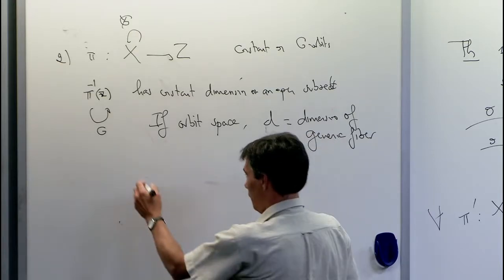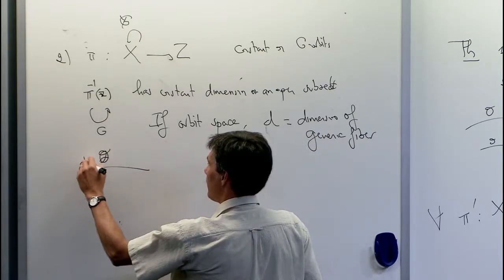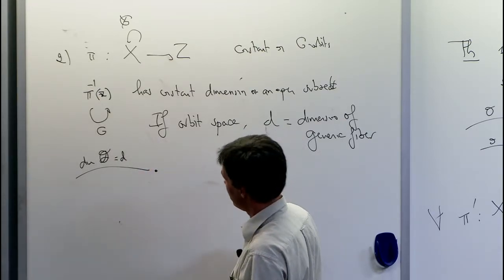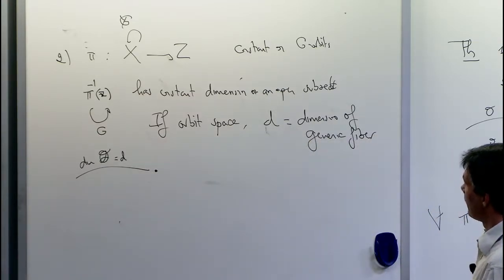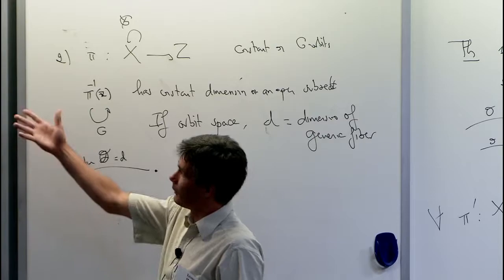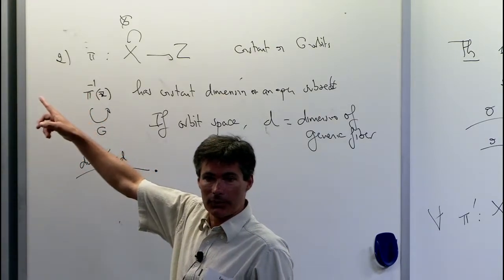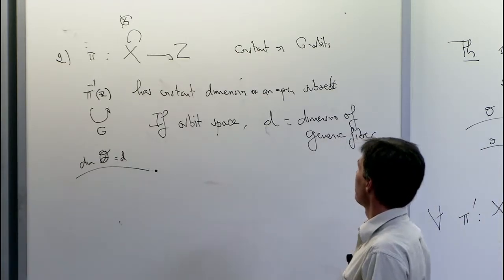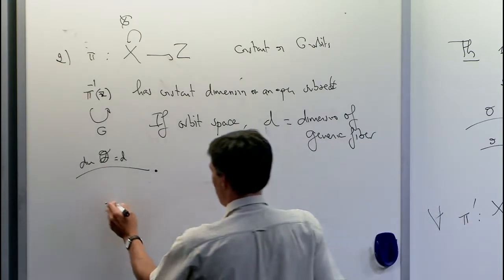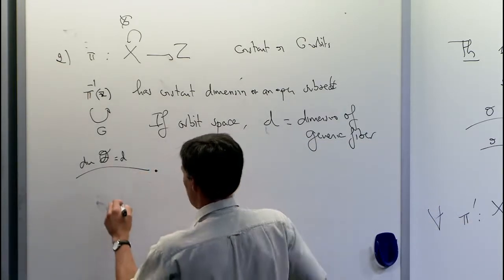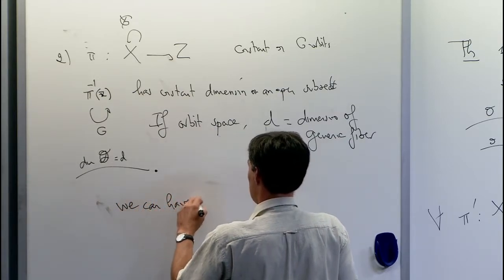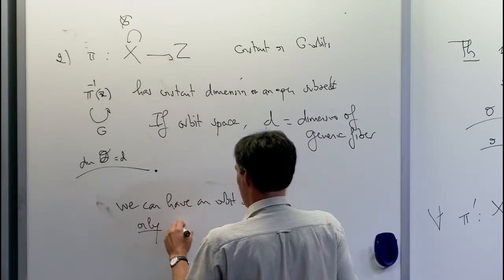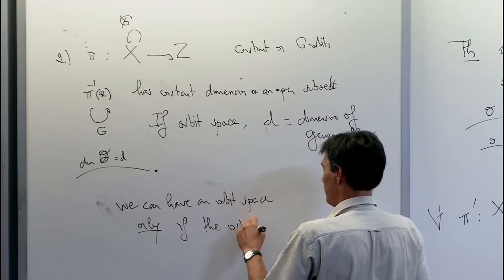Because we have something in the fiber which is an orbit of dimension d. And suppose this orbit is not closed, so we have something in the boundary. Then I have a contradiction, because the other orbits, I know they are of smaller dimension. So we can have an orbit space only if the orbits have constant dimension.